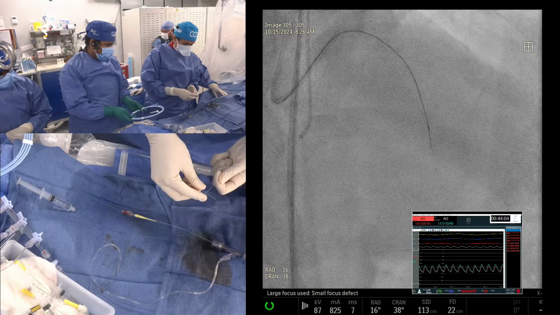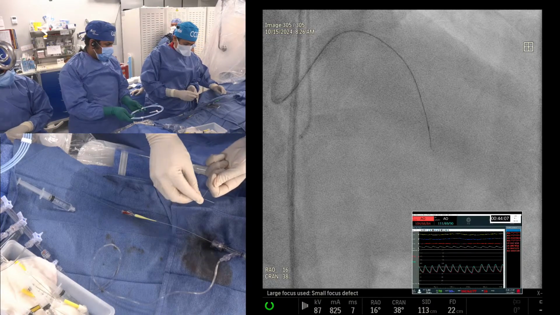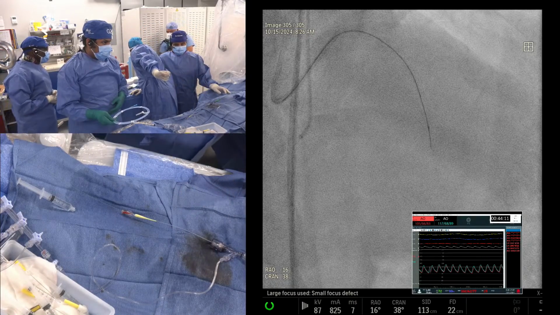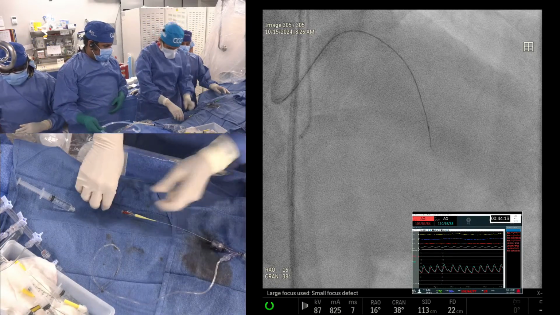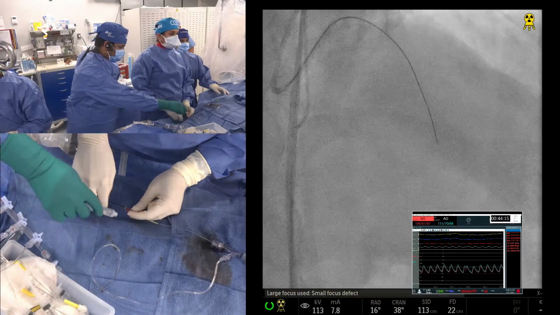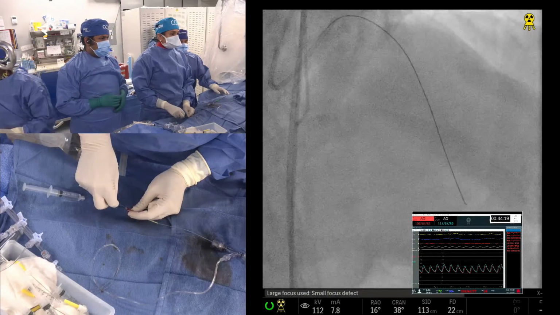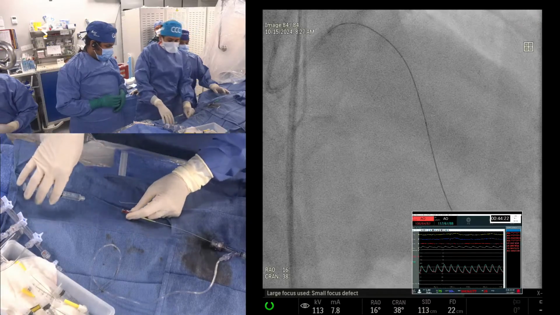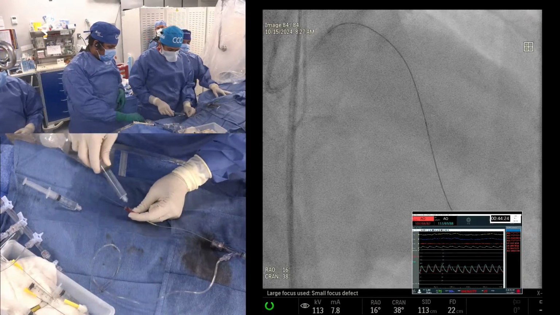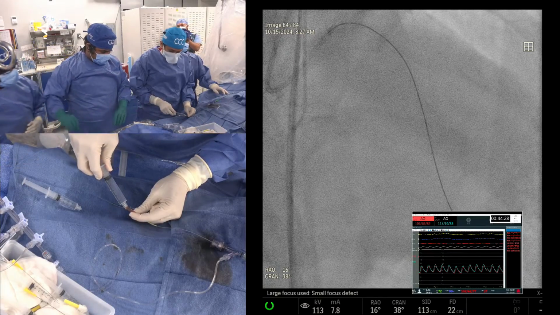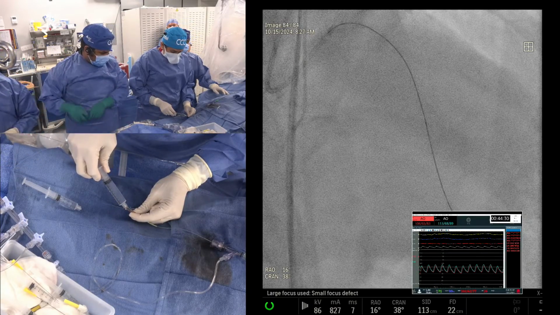2.0 by 20 and 2.5 by 30, yeah. In your own mind, what criteria have you established to call off a long difficult CTO? Is it radiation level? Is it amount of dye? All of the above. More important is the time taken from proximal to distal cap. Right. Take it out.